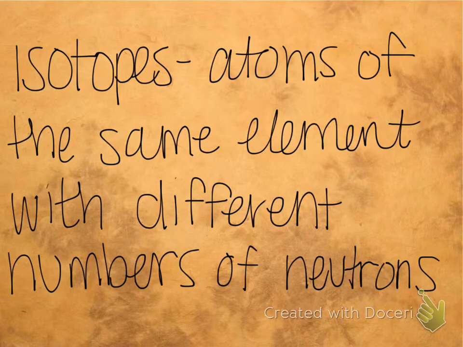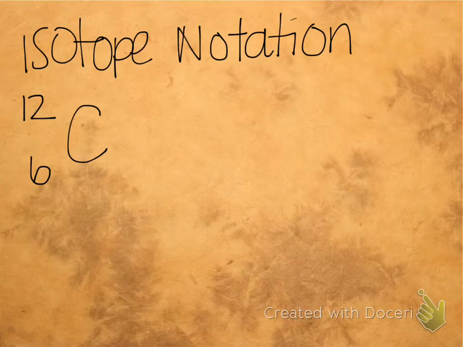Up to this point, we've really only looked at protons and electrons. Now we're going to start looking at how many neutrons an atom has. So, atoms of the same element with different numbers of neutrons. An example of this would be, I could have a carbon atom that has 6 neutrons, and I can have another carbon atom that has 8 neutrons. Same element because they're both carbon, but they have different numbers of neutrons. Okay?